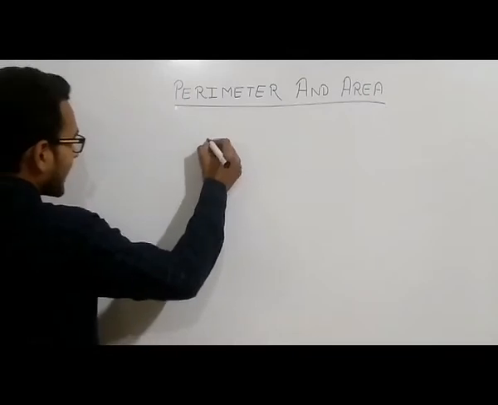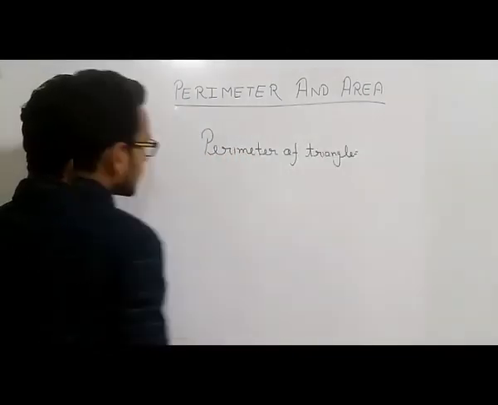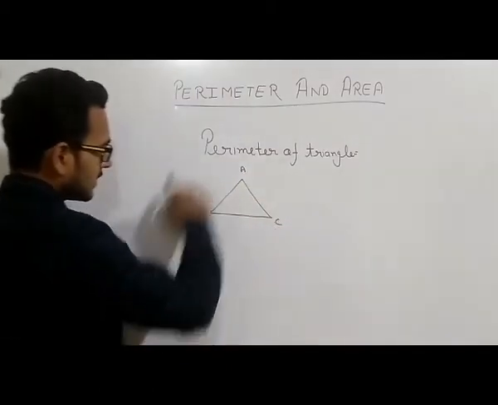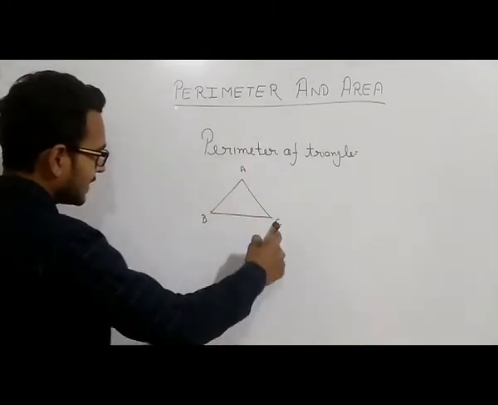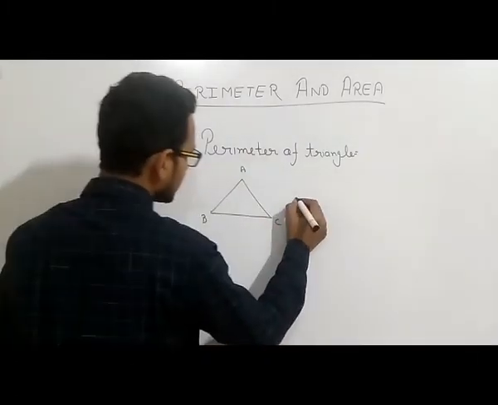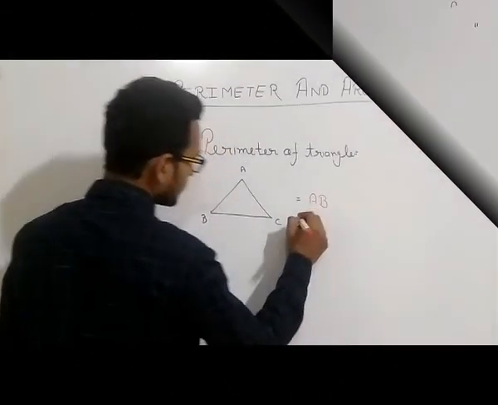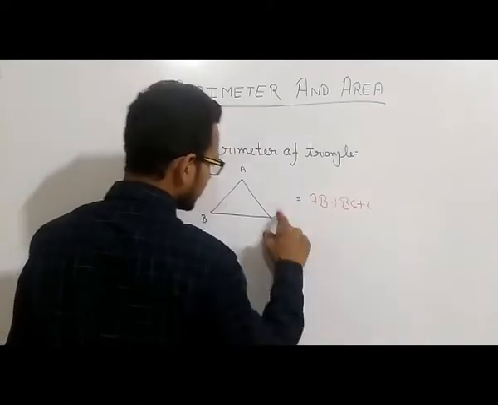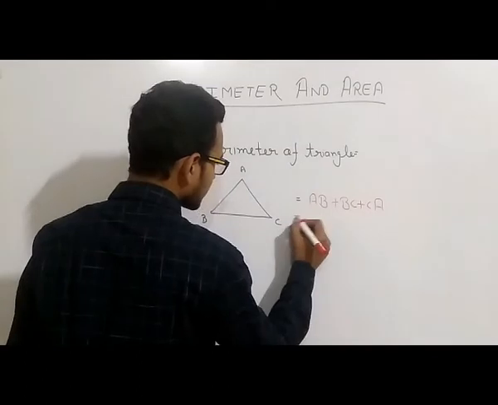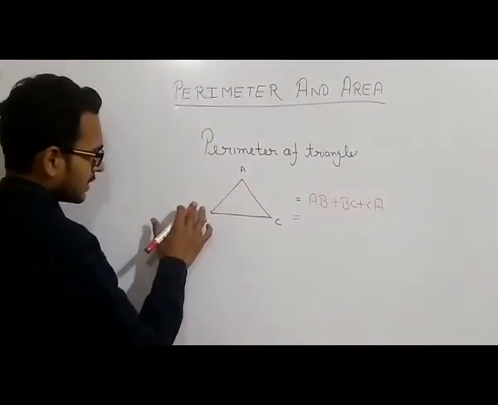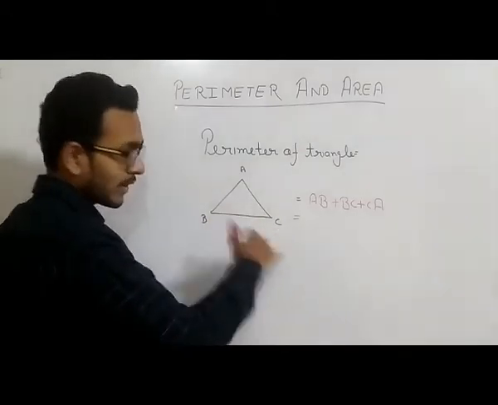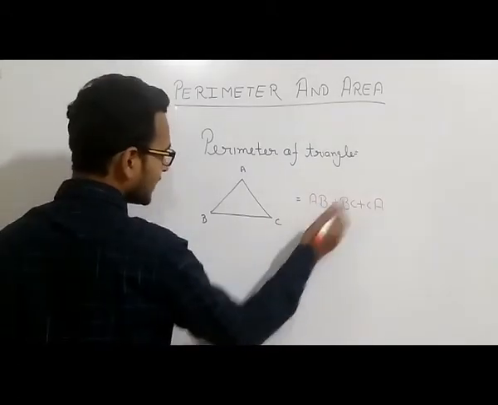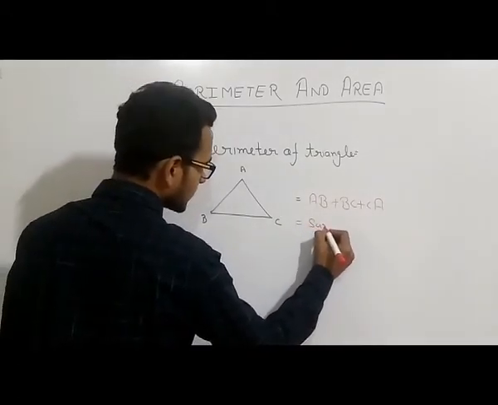Let us find out the perimeter of a triangle. Here ABC is the triangle, and AB plus BC plus CA is the perimeter of the triangle. So put the value: at the boundary line, AB plus BC plus CA. Here AB is of any measurement, BC is of any measurement and CA is also of any measurement. So here we can say the sum of all sides.